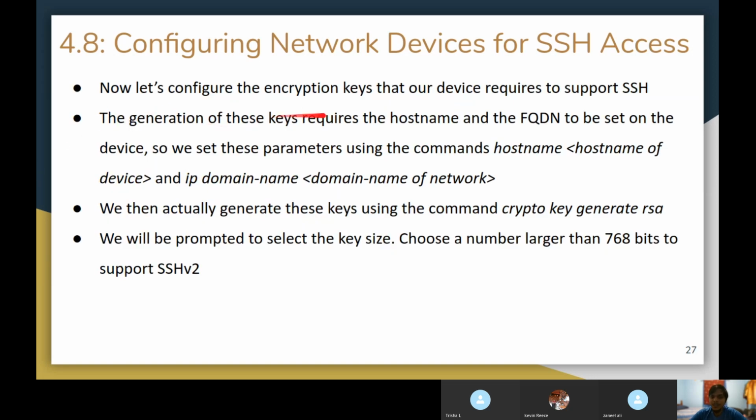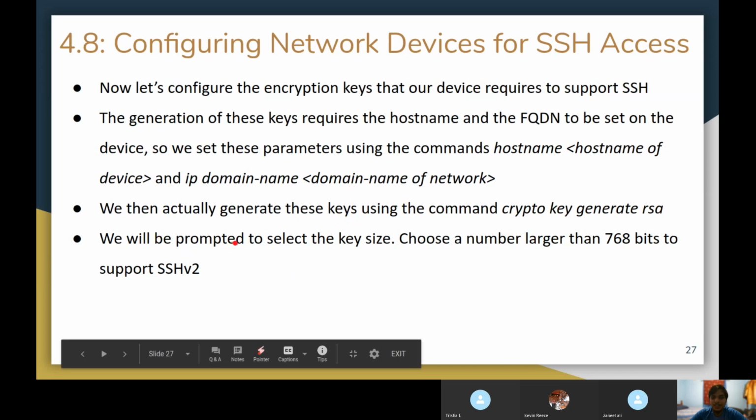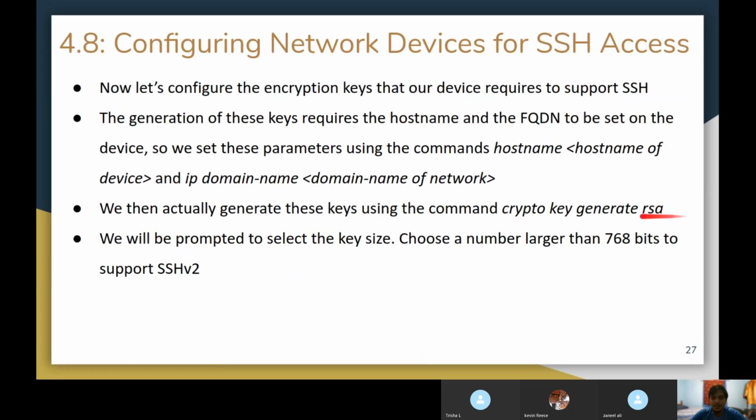Now let's configure the encryption keys that our device requires to support SSH. The generation of these keys requires the host name and the FQDN, or the domain name, to be set on the device. So we set these parameters using the command hostname and the hostname of the device, and ip domain-name, and then the domain name of the network. We then actually generate these keys using the command crypto key generate rsa.